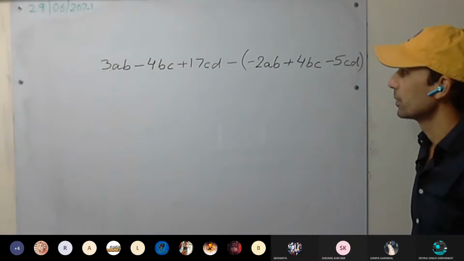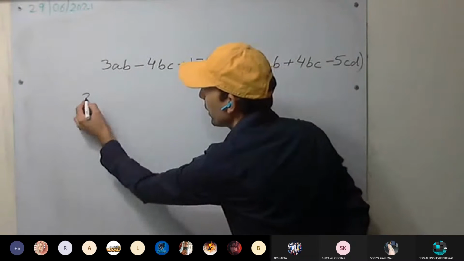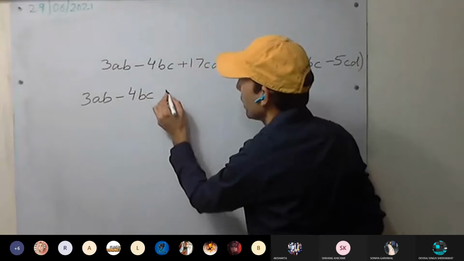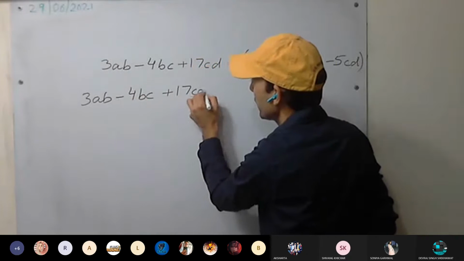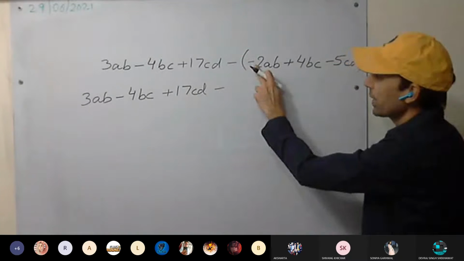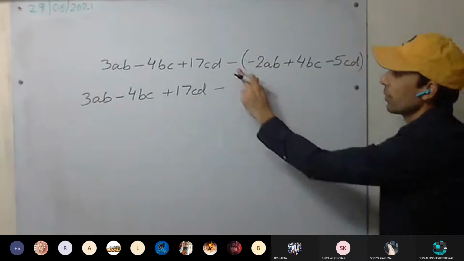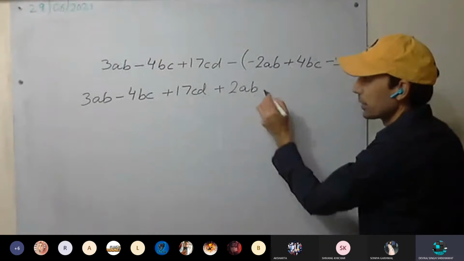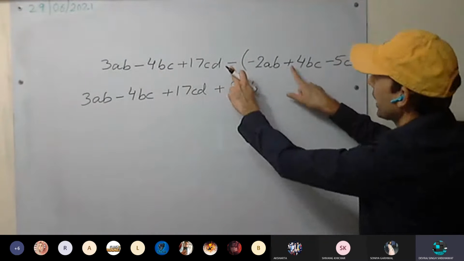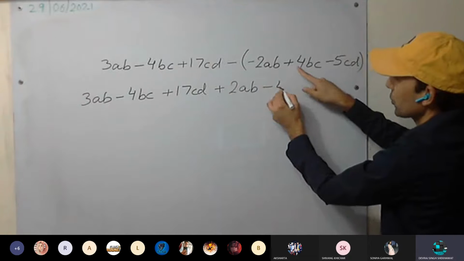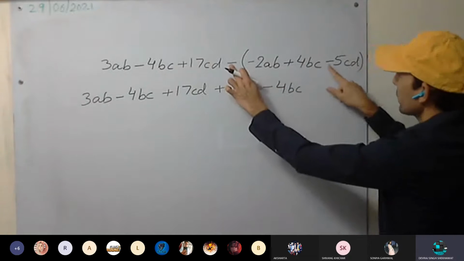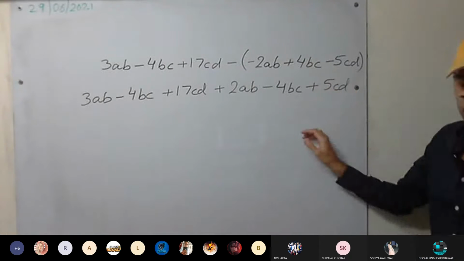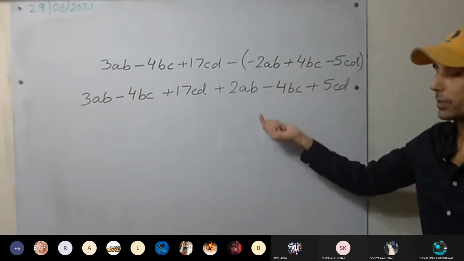So 3ab minus 4bc plus 17cd. Minus minus will become plus, so plus 2ab. Then here minus plus minus 4bc. Minus minus plus 5cd. Always remember this operation here.